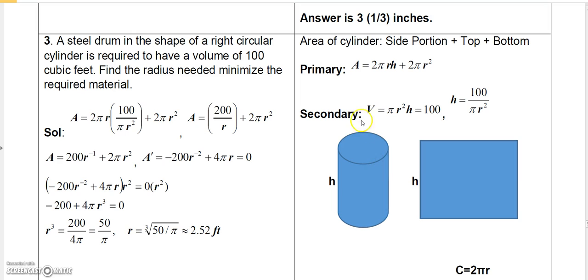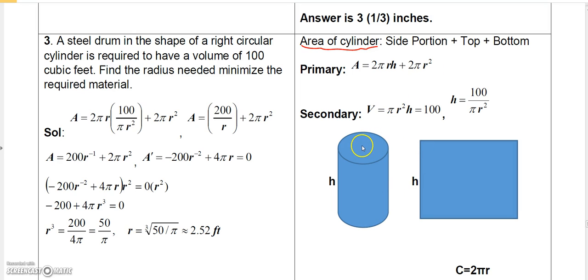So basically, let's focus on this side first. So let's talk about the area of the cylinder. What we want to do is minimize the surface area of the cylinder. So this cylinder would have the side portion, which would just be this part right here, and then it would have a top and it would have a bottom. Now the top and the bottom are just circles, so we can talk about their areas pretty easily.